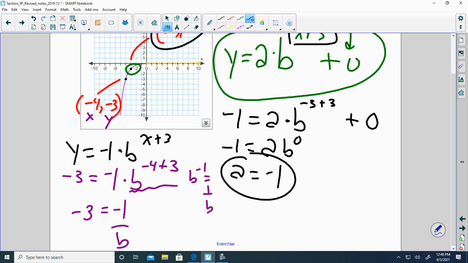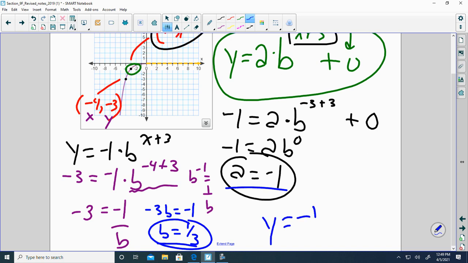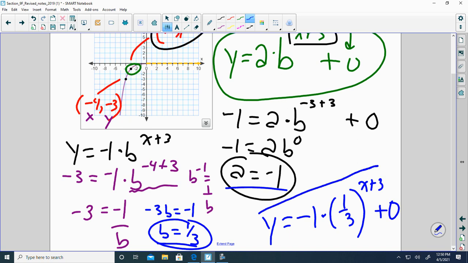So then we have a little bit more to this. That means that I multiply this, and I get -3b equals -1. Divide each side by 3. Negative over negative is positive. I have my a and I have my b values, so let's plug those in. -1 times 1/3 raised to the x plus 3. We can put the 0 in at the end. It's not wrong if you don't have it there, but that's our answer.